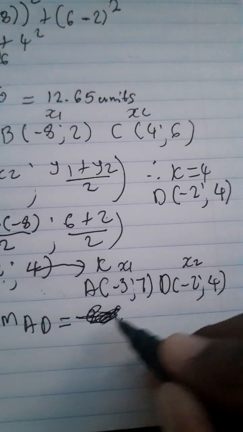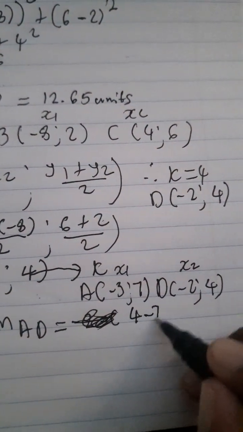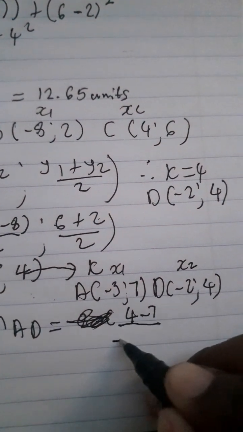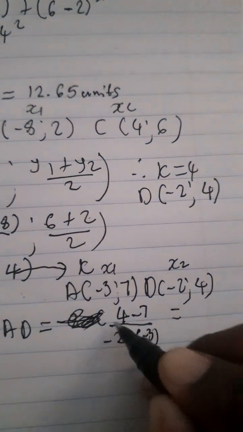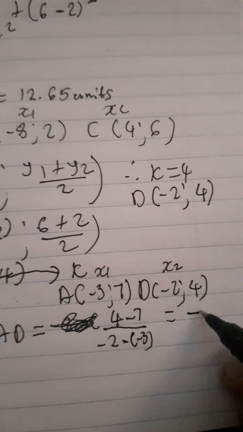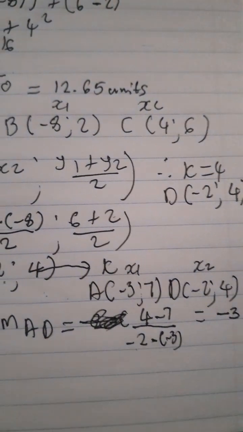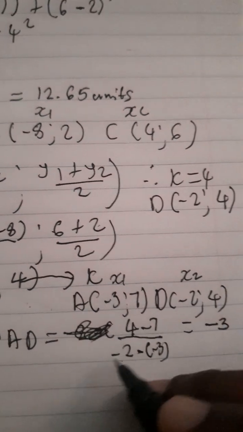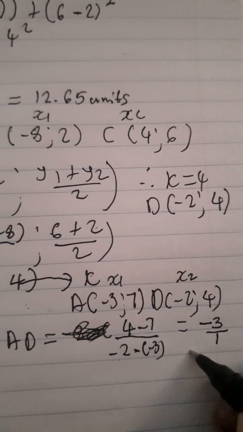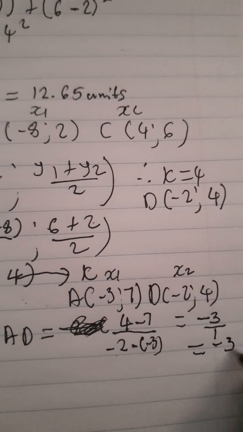Okay, we start with change in y. Y2 is 4. Y1 is 7. X2 is negative 2. X1 is negative 3. So what is 4 minus 7? That will be negative 3. And in the denominator, negative 2 minus negative 3, negative and negative make positive, so negative 2 plus 3. What is that, guys? That's 1. So we are going to have your AD gradient as negative 3 divided by 1, which is negative 3.